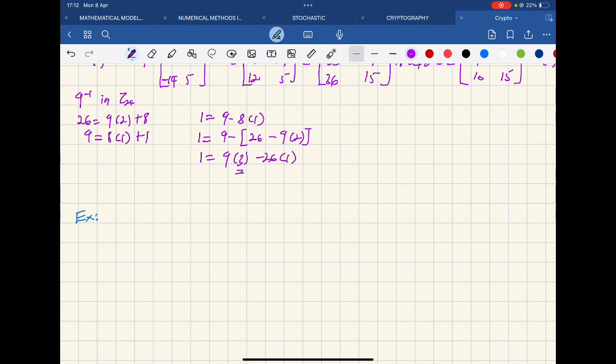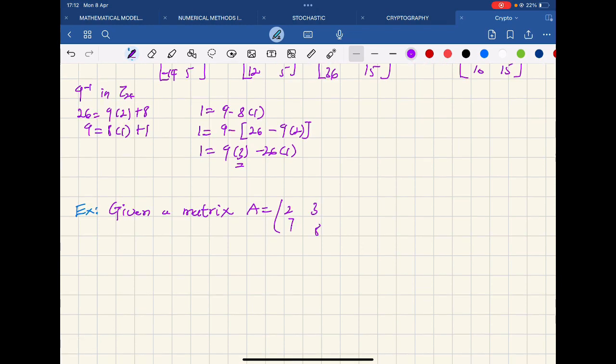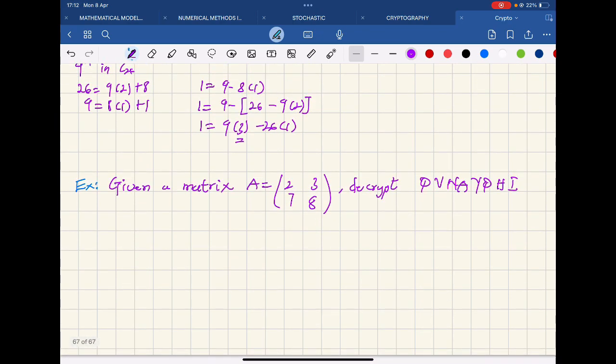So we have this: given a matrix A, which is equal to [[2, 7], [3, 8]], we have to decrypt QV NA YQ HI. Okay, so this is a question that I want us to look at.